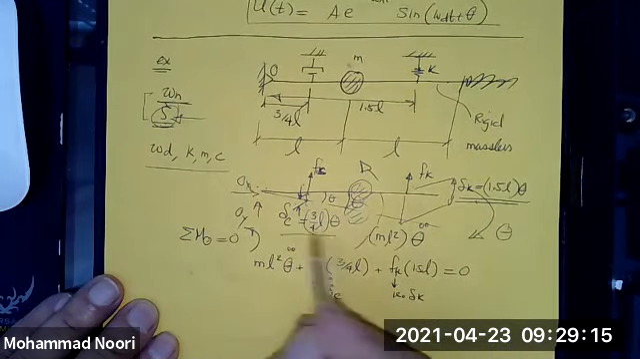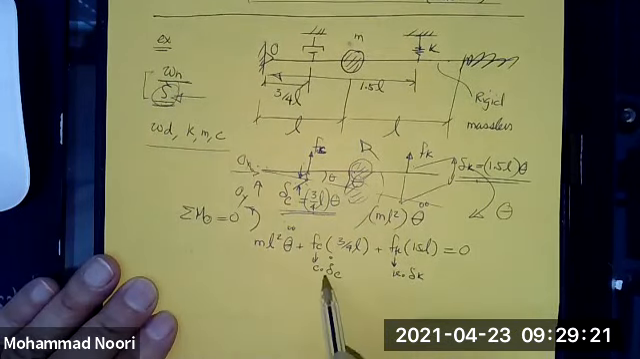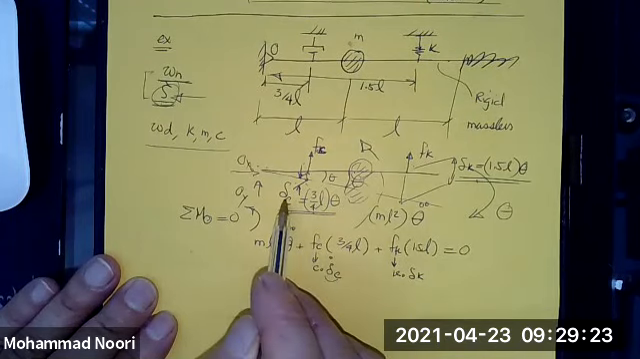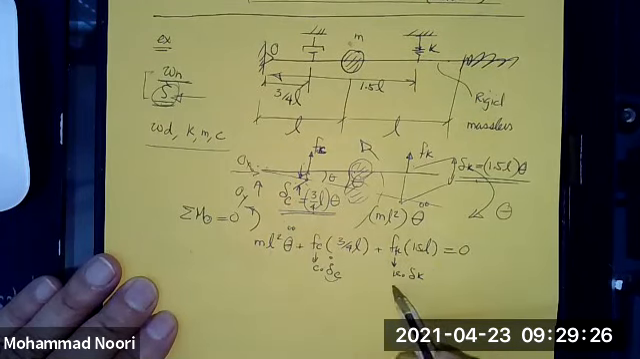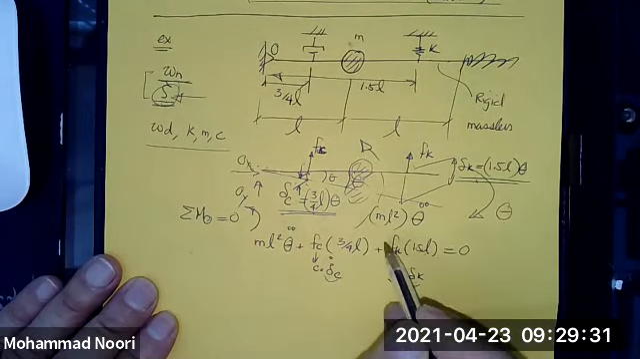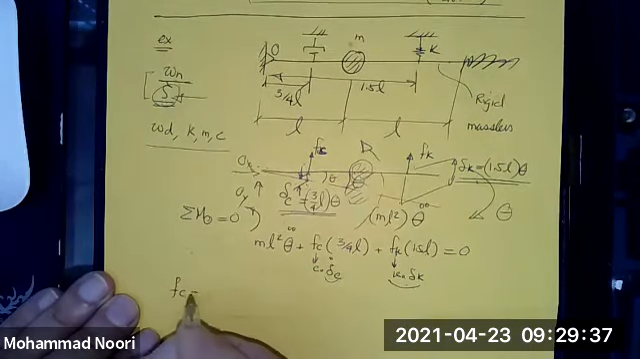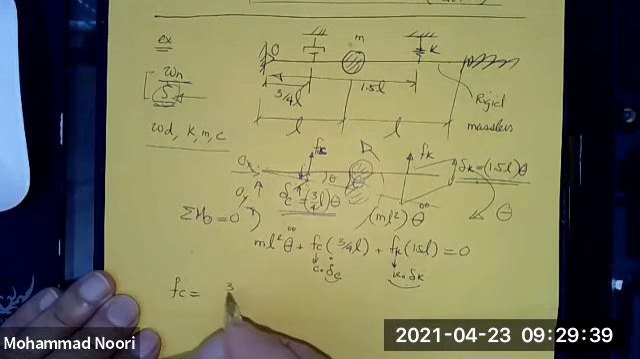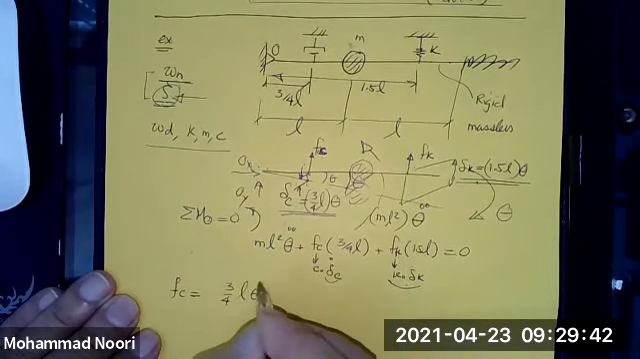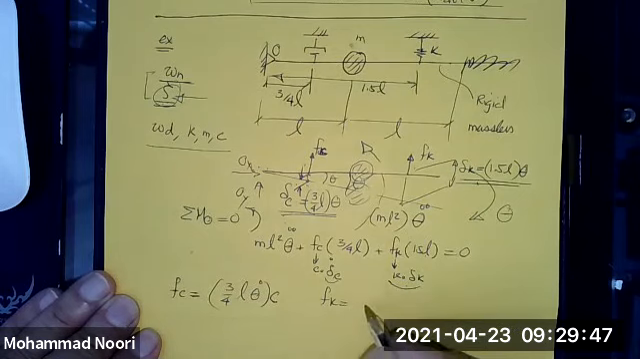This is the displacement for the damper. Forcing the damper is c times the velocity at that point, which is a derivative of this displacement. Forcing the spring is k times that displacement. So if you substitute for these in that equation, f of c, first of all, would become 3/4 L theta dot, which is the derivative, times c. F of k would be what? Would be 1.5 L theta times k.